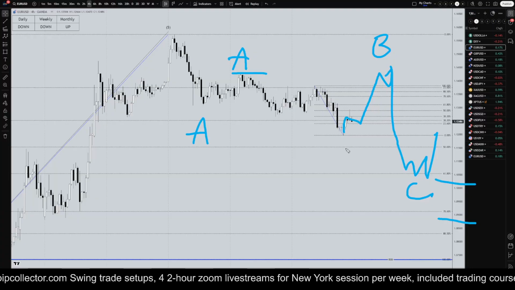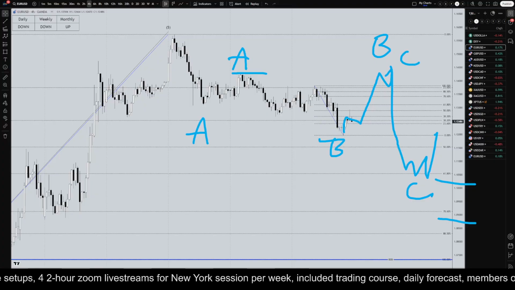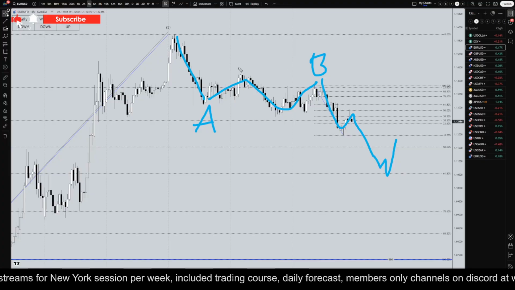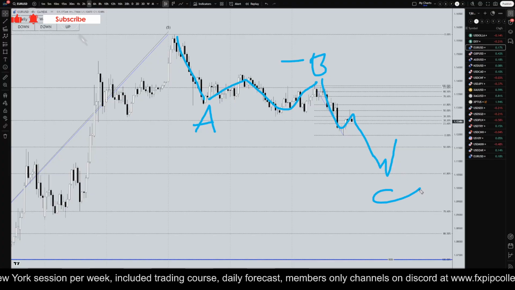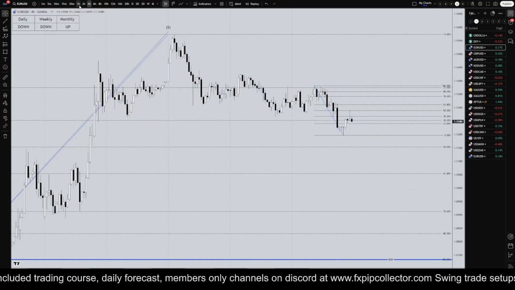Is this like an A, B, C of an expanding ABC correction of the wave B? I don't know. Is it possibly already over, as in this is like the A, this is the B, and now we're already in a wave C? I personally would be looking for shorts right now on shorter time frames.